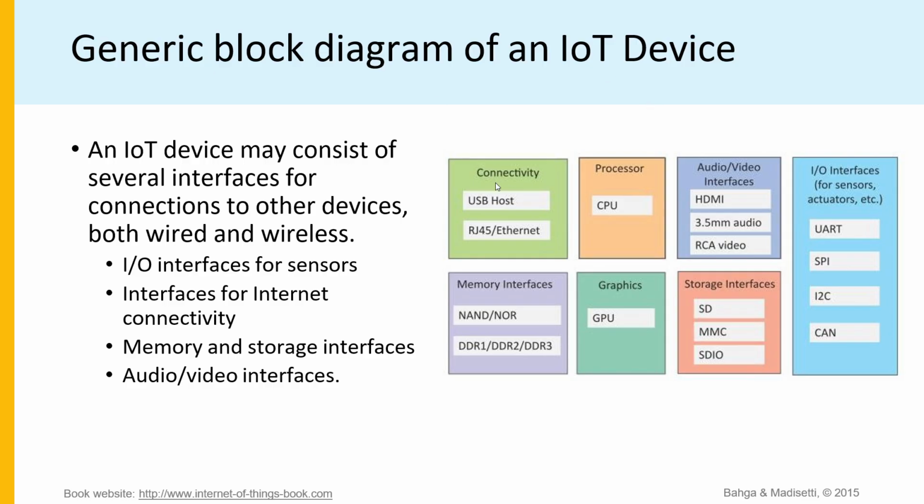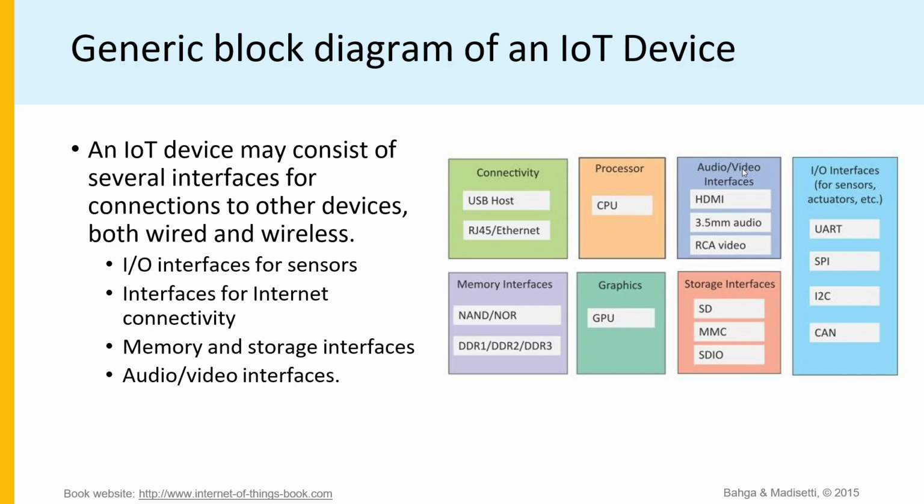Once the connection is done, the next process that takes place is processing, where the CPU, which stands for central processing unit, does the work. If you are going to work more with graphics, then you are going to use a GPU. GPU stands for graphical processing unit. I hope you all know about CPU and GPU.